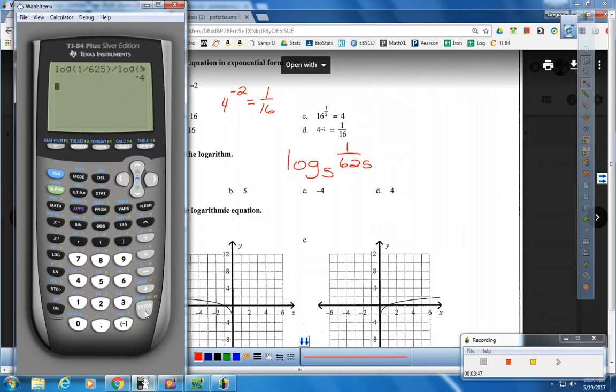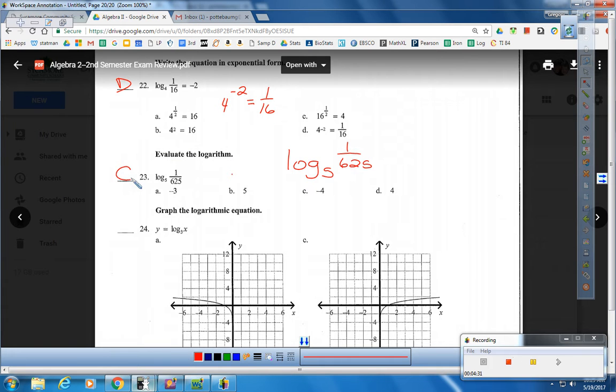Now, if you have this newer calculator, if you hit the math button and you go up, log base is all the way down at the bottom there, and you can actually type it in just the way you see it. And that should give us the exact same answer, okay? So either way, our answer for 23 is C.